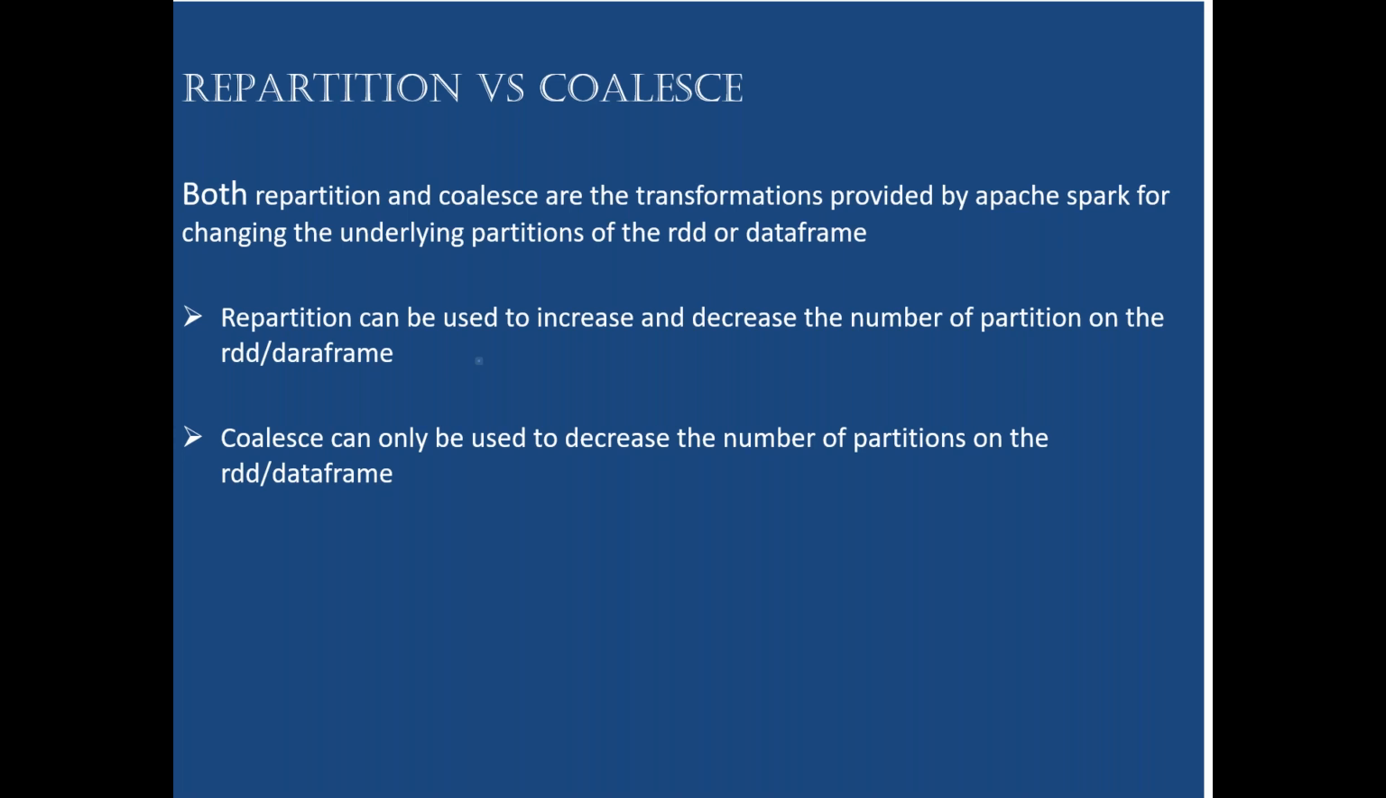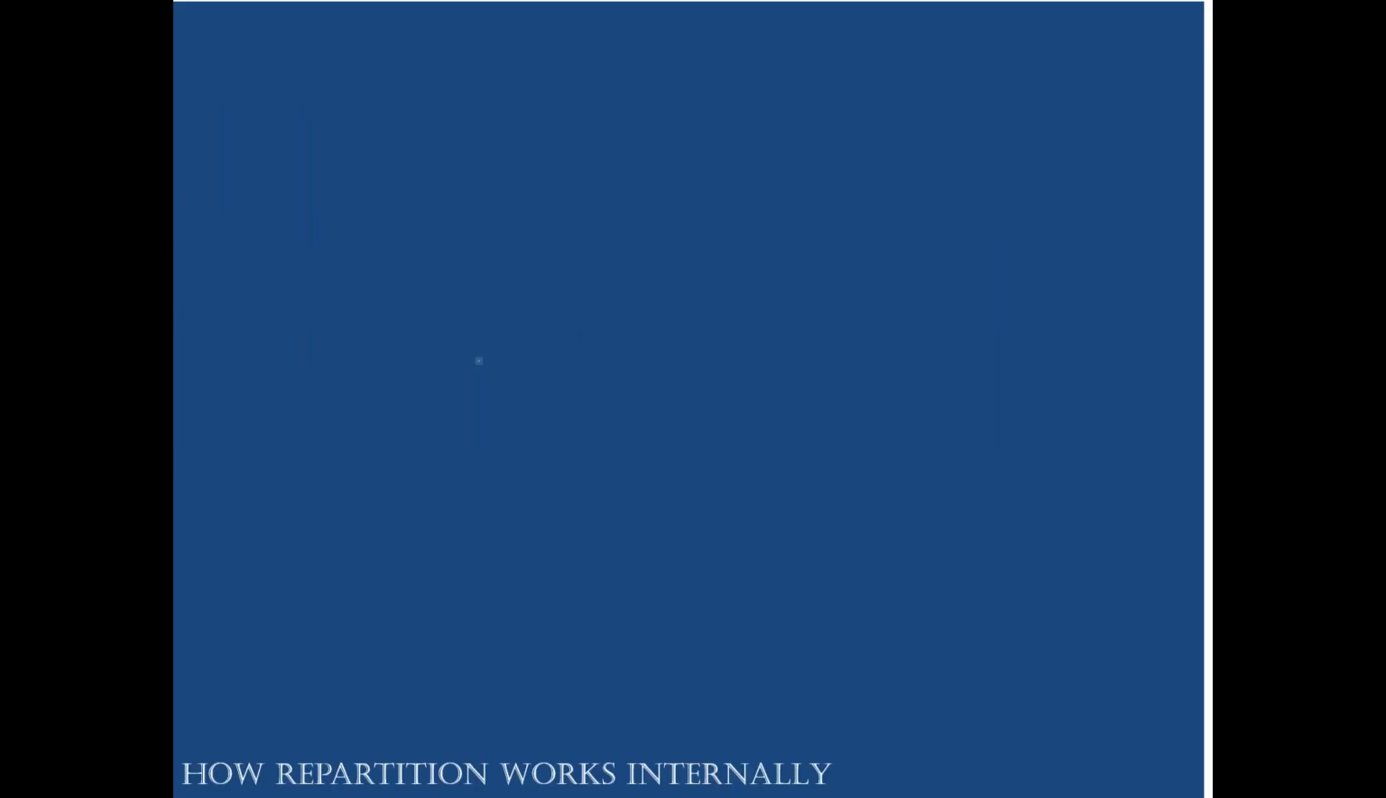Now, if I use Coalesce and try to decrease to 2, what happens? Again, 25, 25, 25, 25. There are 4 partitions, each having 25. When you decrease to 2, each partition will get 50, 50. But there is a small problem in Coalesce. It will give an uneven distribution because the shuffling will be very little. Let me show you practically how it looks internally.